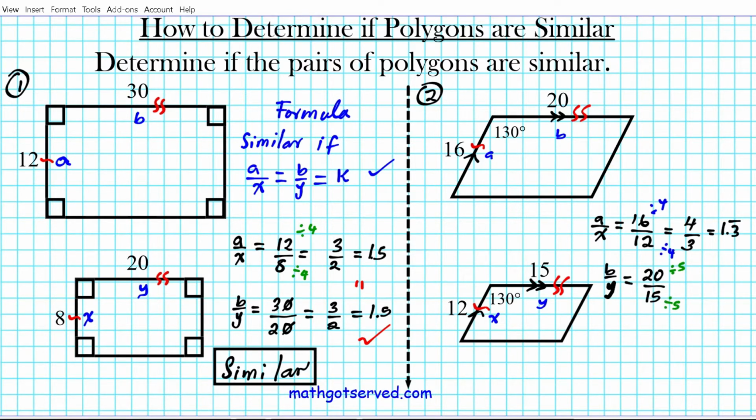And then what do you get? 20 divided by 5 is 4. 15 divided by 5 is 3. 4 over 3 is the same thing as 1.3 repeating. These two are equal to each other, so that tells us that they are similar. So for number 2, the two parallelograms are similar, basically telling us that corresponding sides are in proportion.